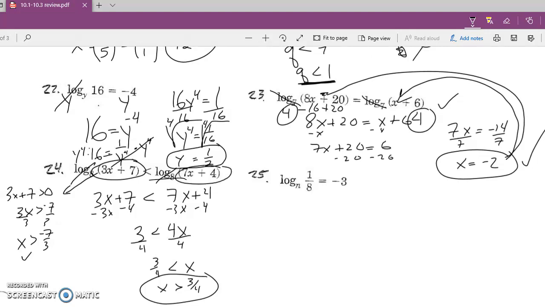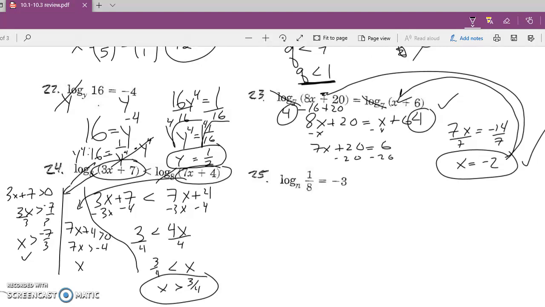Then you take this part and you do 7x plus 4 has to be greater than 0. So 7x has to be greater than negative 4.